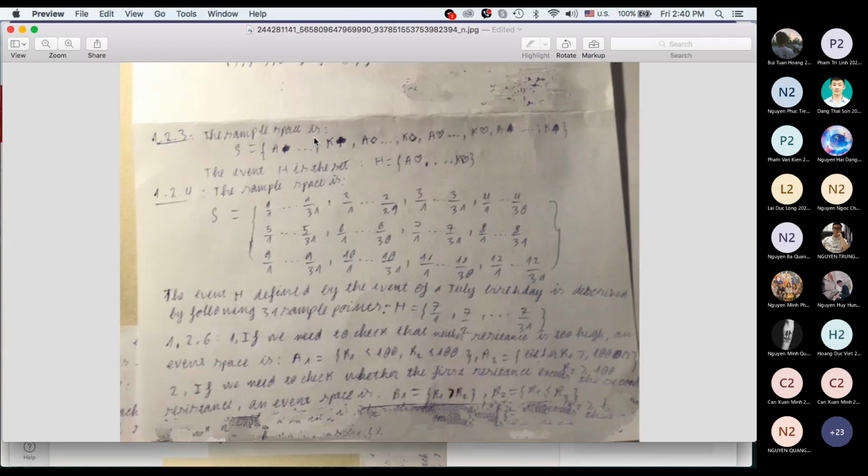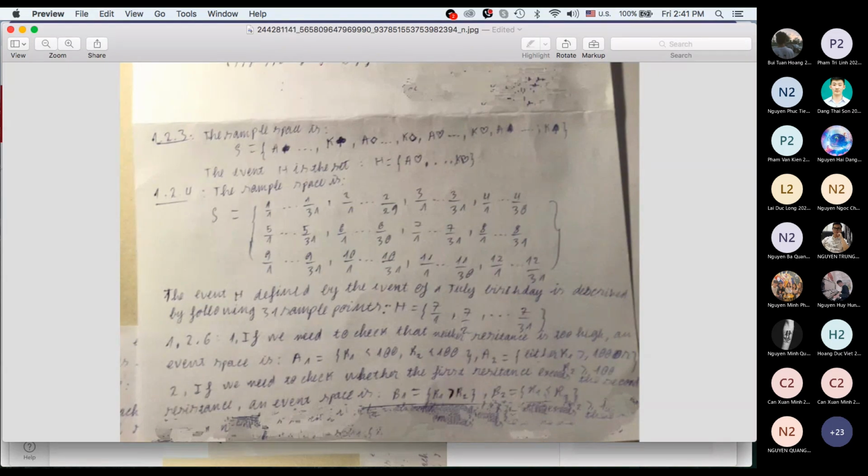1.2.3. The sample space is A spade to K spade, A diamond to K diamond, A heart to K heart, A club to K club. Okay. The event H is the set from A heart to K heart. Okay.